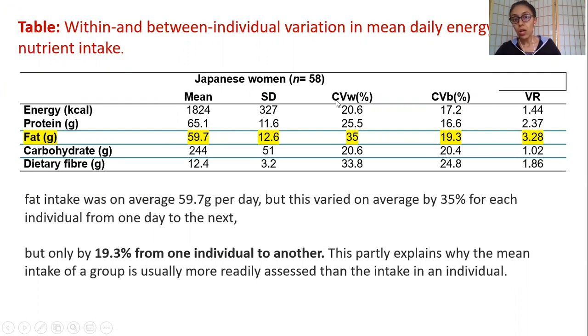If you see this row, coefficient of variance, W stands for within individual variation. So within the same individual, whereas the B stands for between individual variation. As you can see, the between individual variation is much less. So it is for the similar demographic cohort, versus within individual, which has a high variability. This partly explains, which is written over here, why the mean intake of a group is usually more readily assessed than that of an individual, because there is less variation when you're comparing individuals of similar cohort and characteristics. The variation is lesser compared to just one individual and variation within the same individual.